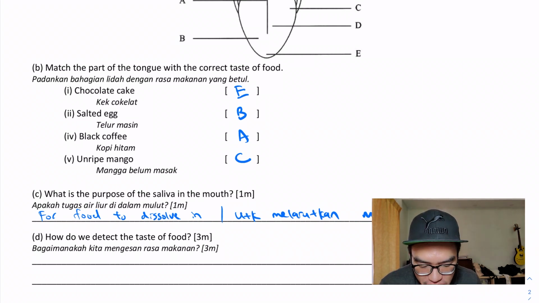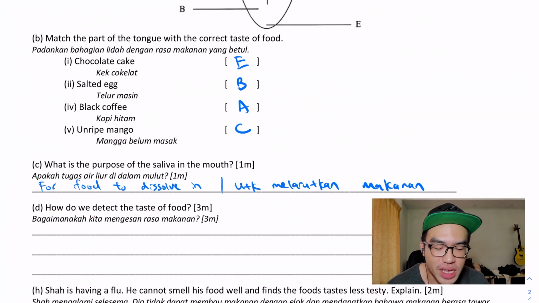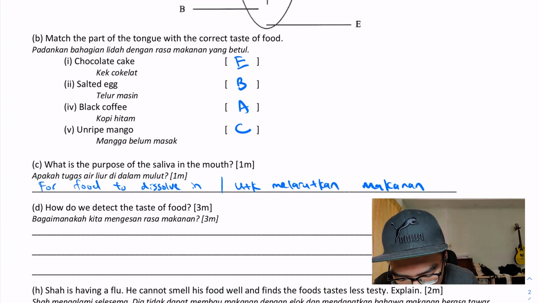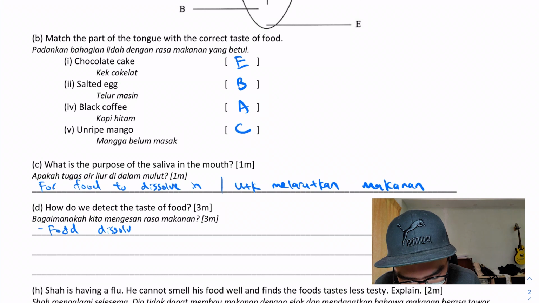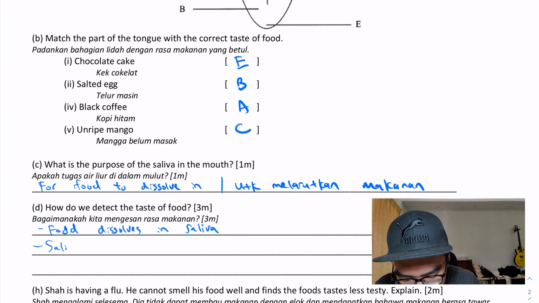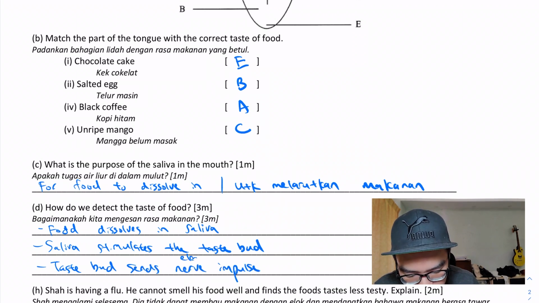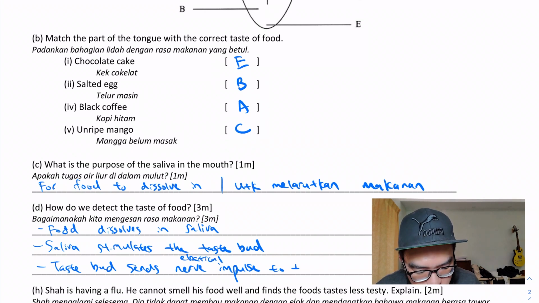The next question, how do we detect the taste of food? As you can see, you have 3 points here, so you should give 3 points there. Alright, so how do we detect the taste of food? First, food dissolves in saliva. Next, your saliva stimulates the taste bud. And then the taste bud sends nerve impulse. Or you can say electrical impulse, that will be the same meaning, to the brain.